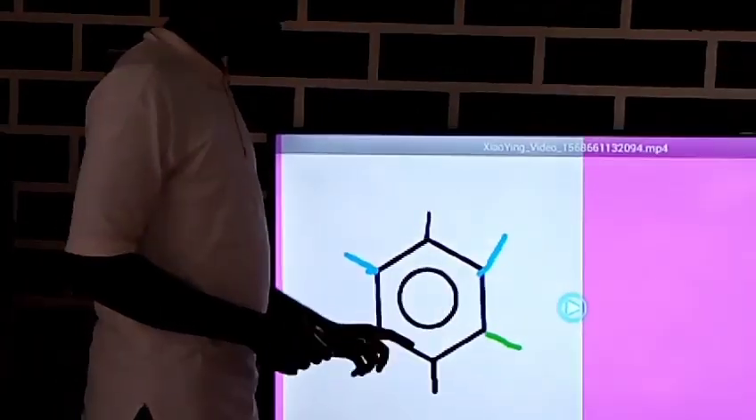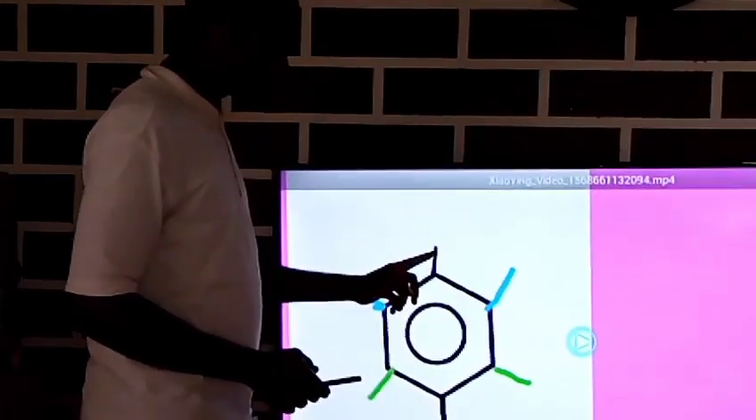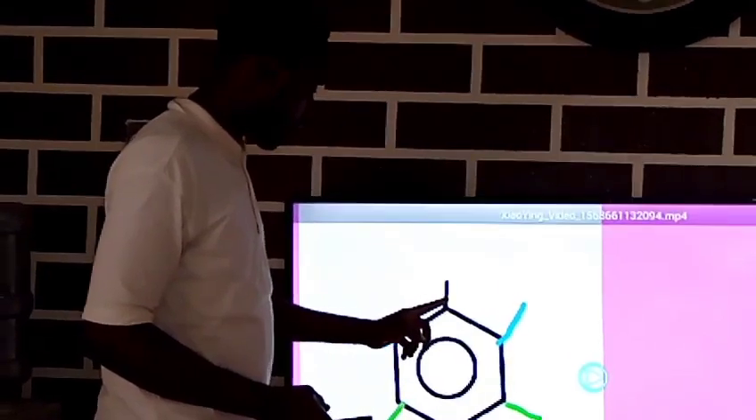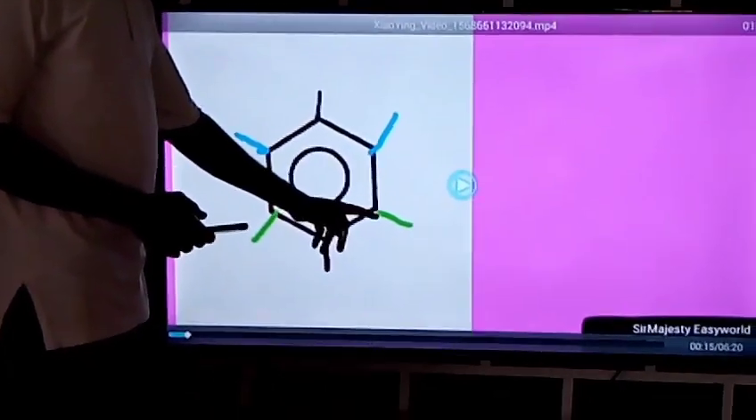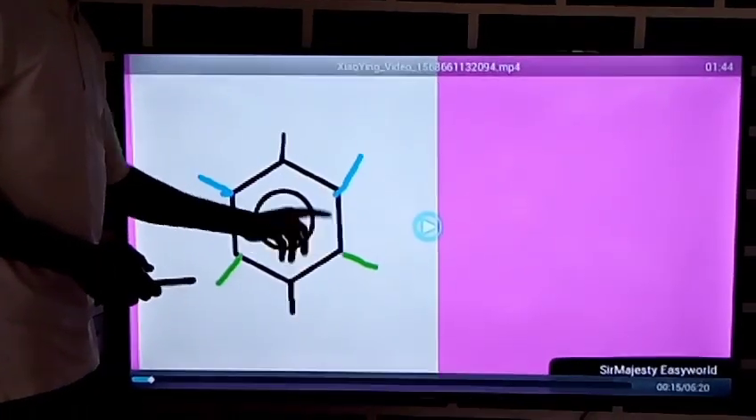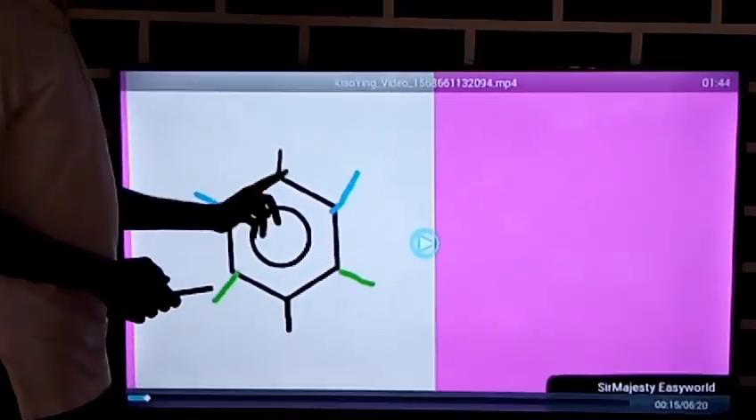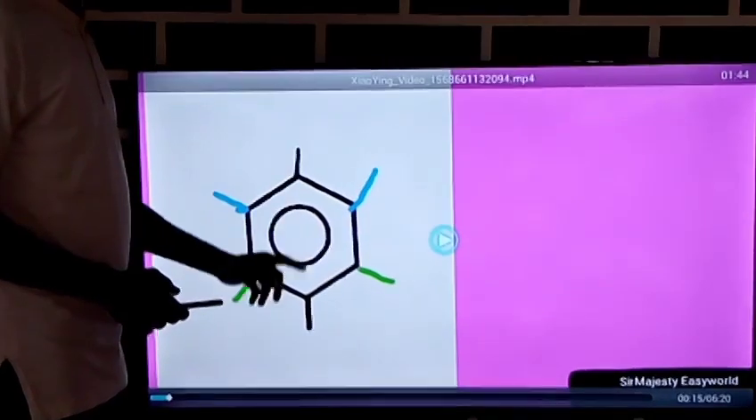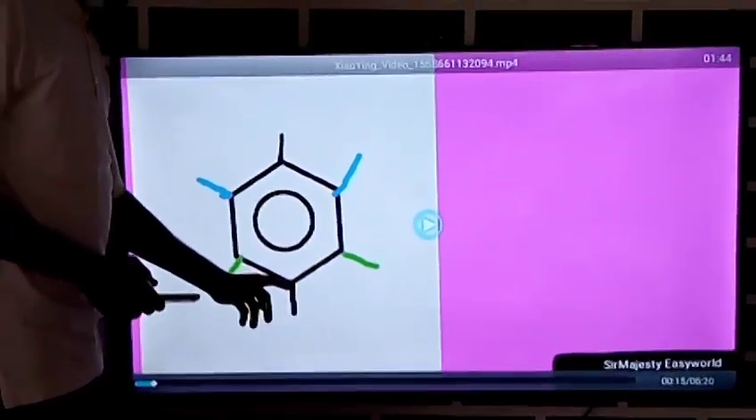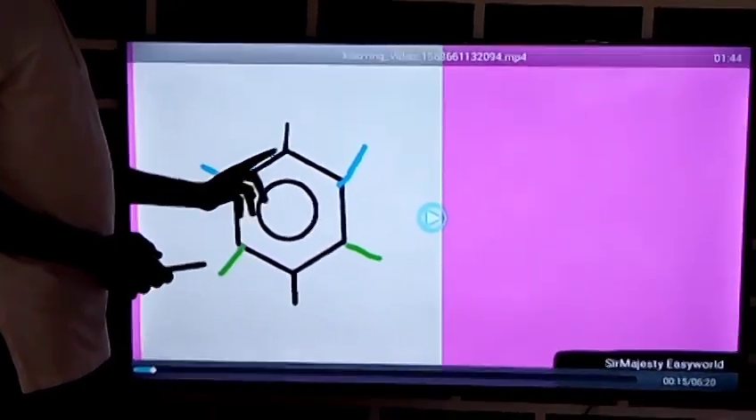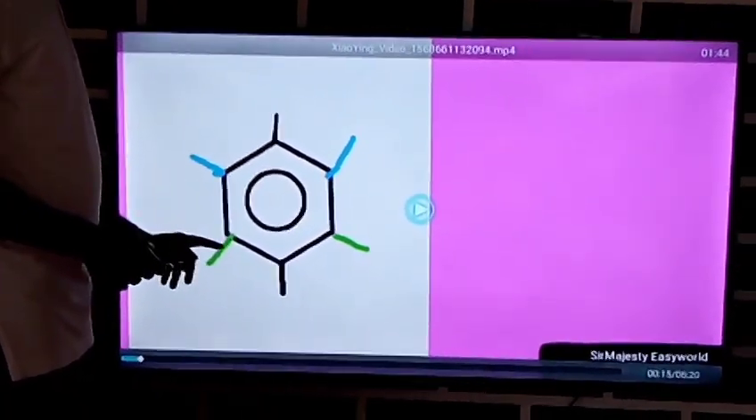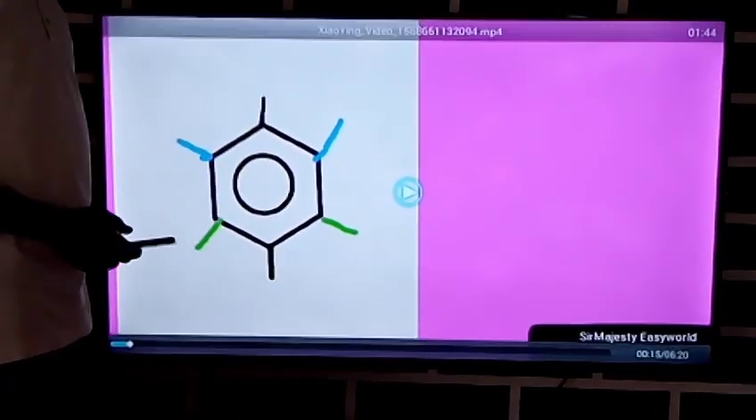Ortho means 1,2. Then, if you start from here, carbon number 1, you count 1, 2, 3, getting to green. Black to green is meta, meaning 1, 2, 3, that's 1,3. But this black to blue should be 1,2. Then black to black should be 1, 2, 3, 4. This should be 1,4. The same thing is applicable here. 1,2, this is ortho. Then this is also meta. Then this is also para.